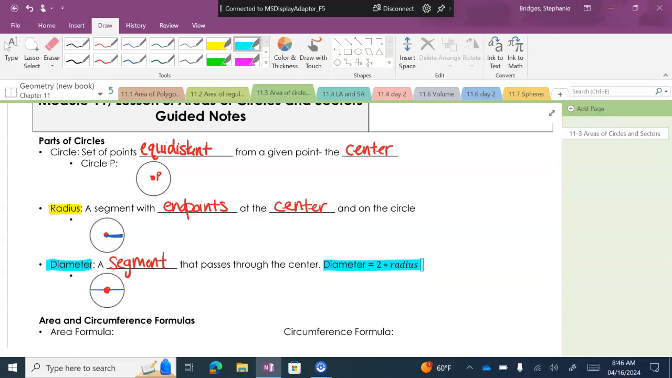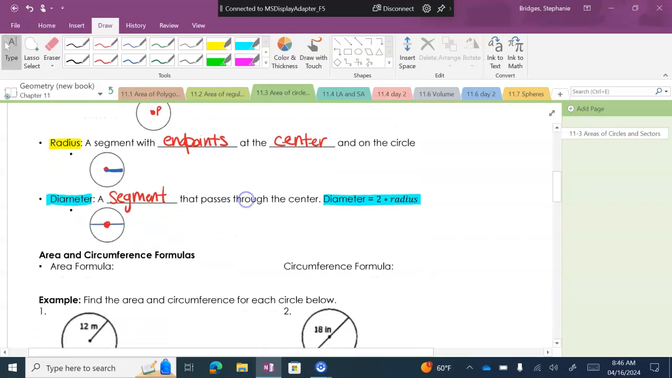The circumference is the distance around that circle, how far it is around. So think about your car tires. One rotation of a tire is going to be the circumference of that tire. Area covers it, circumference is around it.